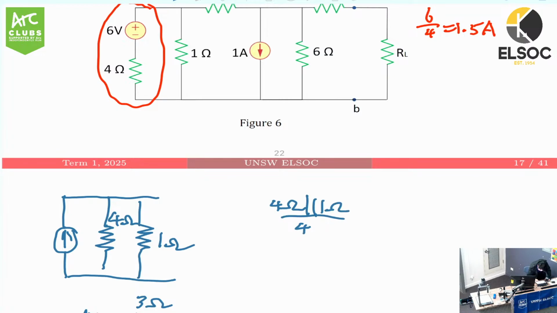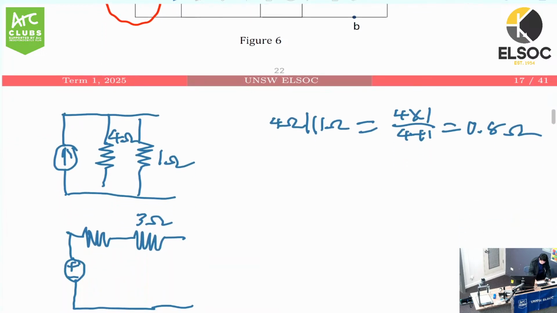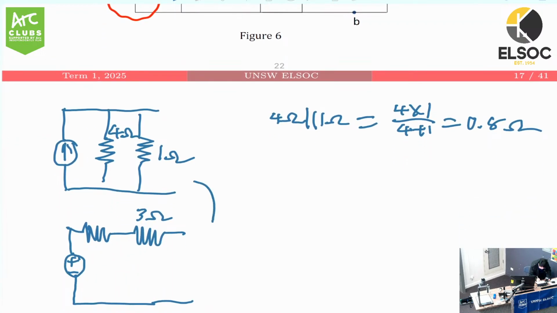Oopsies. This should be equal to 4 times 1 over 4 plus 1, 0.8 ohms. Yep. Putting that in series with the 3 ohm if we transform. So this thing is equivalent. Those two networks are equivalent.